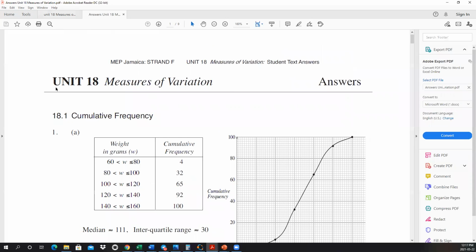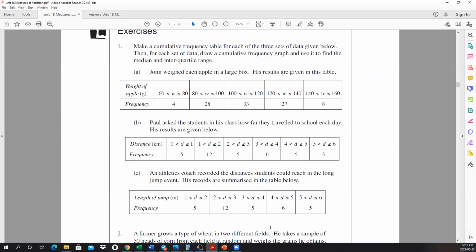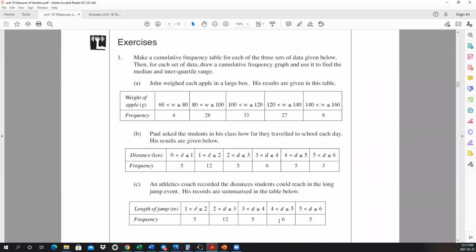Yeah, see it here. So I think this is the first question. Let me see. Make a cumulative frequency table for each of the 3 sets of data given below. Then for each set of data, draw a cumulative frequency graph and use it to find the median and interquartile range. So you have this.